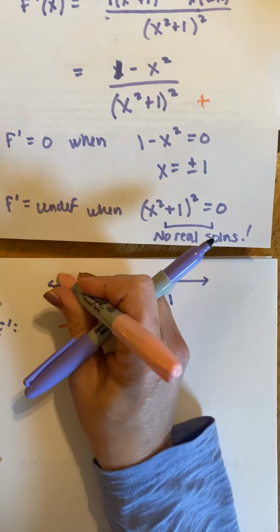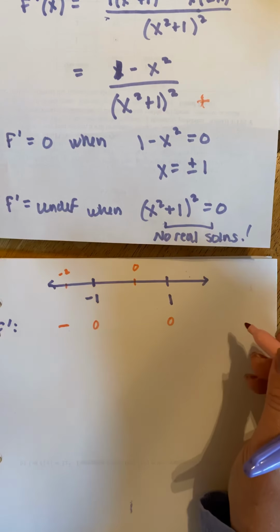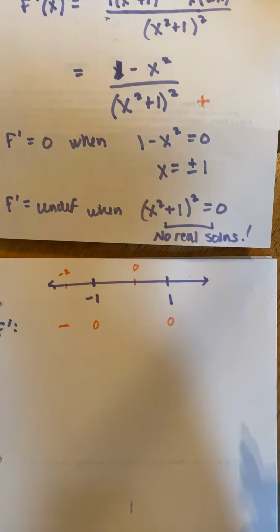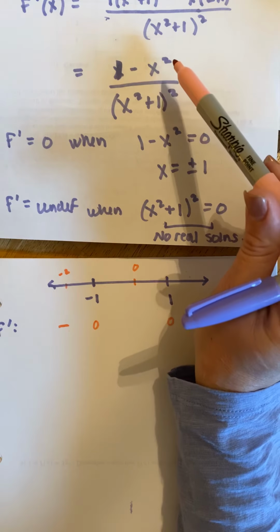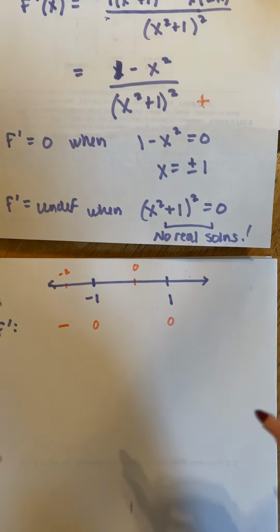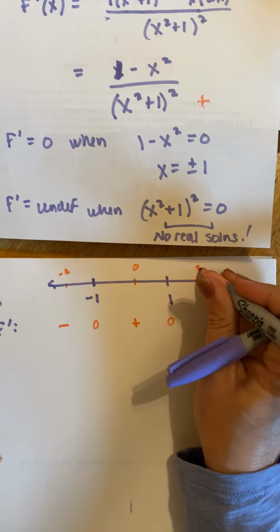So the derivative is negative to the left of -1. So I put in -2. Pick any number between -1 and 1. 0 is a wise choice. We like working with 0. We put 0 into the derivative function. The derivative at 0 is 1 on top and 1 on the bottom, so it's positive. Then any number to the right of 1, say 2, is going to produce the same result as -2 because we're squaring it, the derivative is negative.